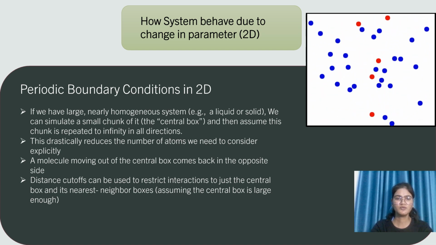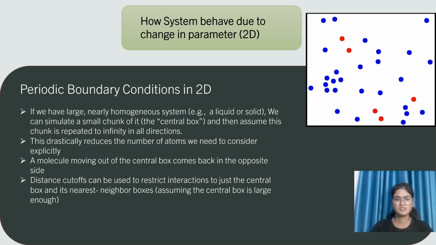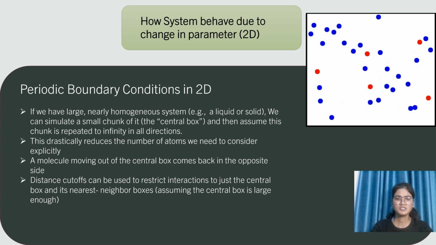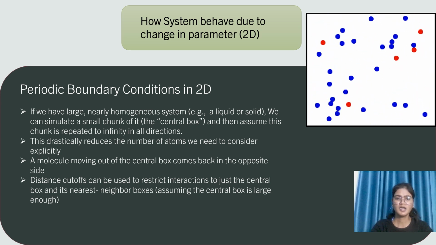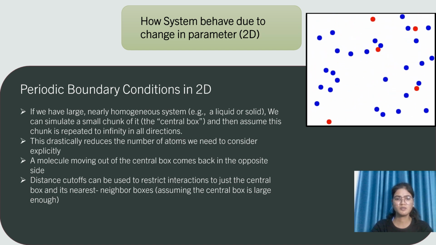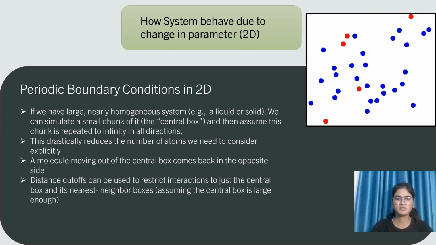A molecule that moves out of the central box comes back in on the opposite side. A distance cutoff can be used to restrict interactions to just the center box and its nearest neighbor boxes, assuming the central box is large enough.